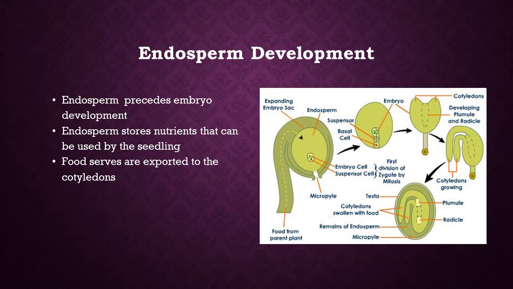Then there are things like endosperm development. The endosperm actually precedes embryo development. The endosperm stores nutrients that can be used by the seedling, and food reserves are exported to the cotyledon, which is actually the first leaf to appear from a germinating seed.